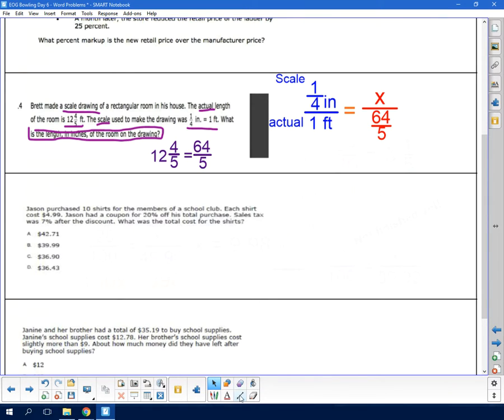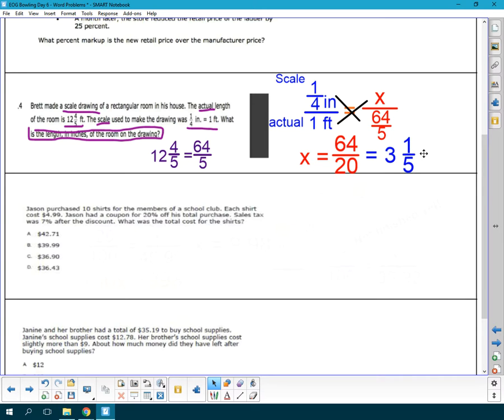Then I cross multiplied here, did 1 times x and got x, and did 1/4 times 64 fifths. When I did that, I got 64 20ths. Then I knew that I needed to simplify that to a mixed number, and I got 3 1/5 inches for my final answer after I simplified that fraction.